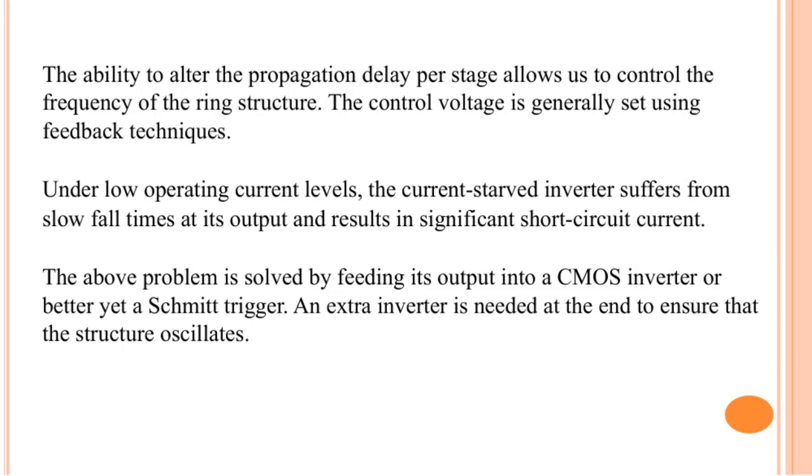Here, we're looking at how adjusting the propagation delay in each stage of a ring oscillator lets us control its frequency. This is usually done by setting a control voltage through feedback, which helps fine-tune performance. However, when operating at low current levels, the current-starved inverter experiences slow fall times at its output, leading to noticeable short-circuit current, which isn't ideal.